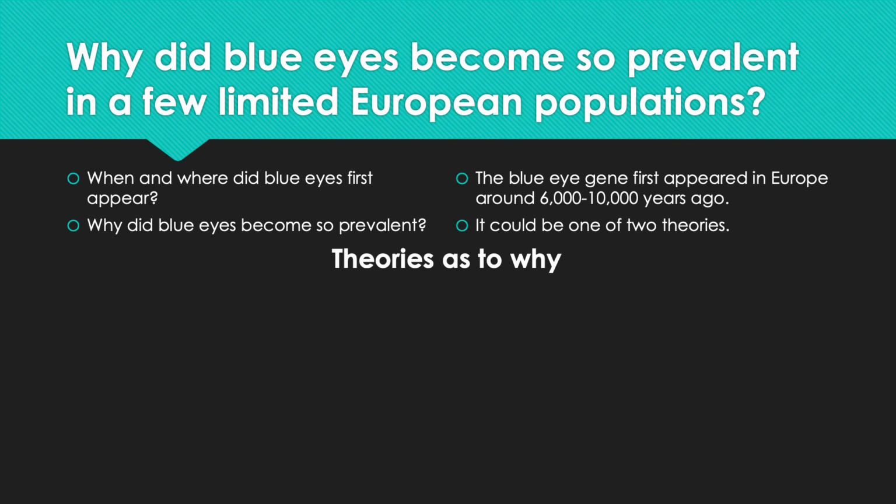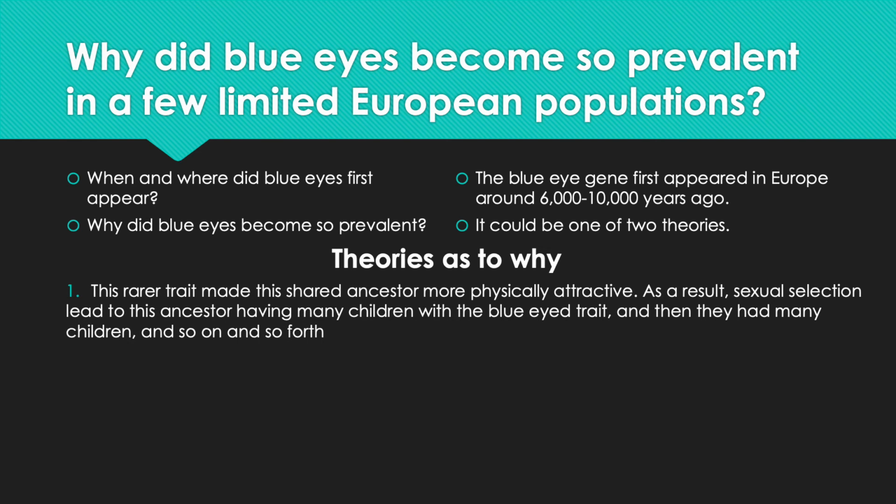The first of which is going to be the human answer, and it's that this rare trait that was from this shared blue-eyed ancestor was physically attractive. This unique trait was attractive. Like we all know, Benedict Cumberbatch is by no means physically attractive, but because he's unique, he's attractive. And as a result, this sexual selection led to the ancestor having many children with this blue-eyed trait. And they may not have had blue eyes per se, because it's a recessive trait, but they were carriers. And these blue-eyed trait carriers went on to have more children, and it slowly spread thusly.